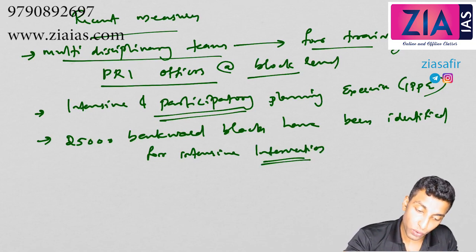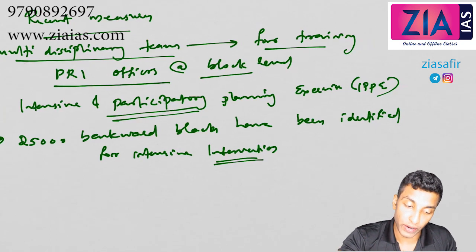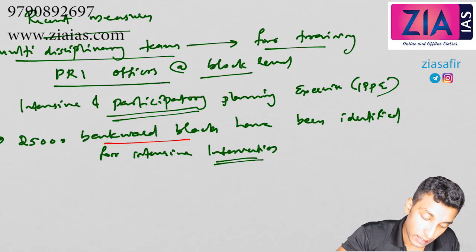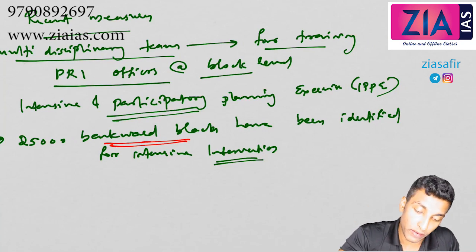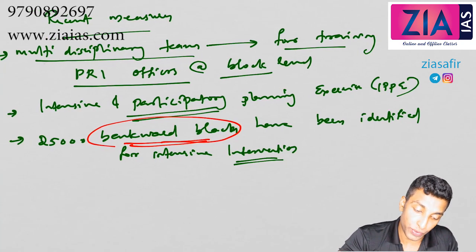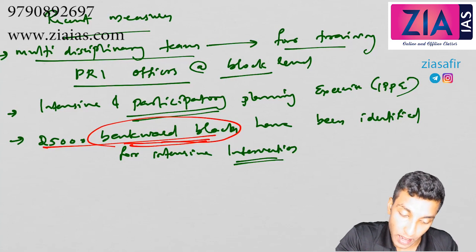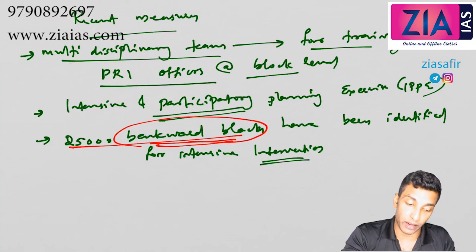Now the focus is actually given at the block level, not at the district level. Earlier it was at the district level, right? Now block level importance is actually given. So 25,000 backward blocks have been identified for intensive intervention.